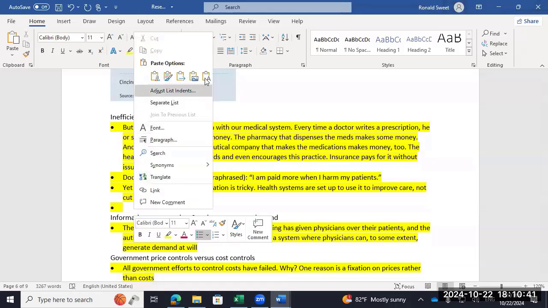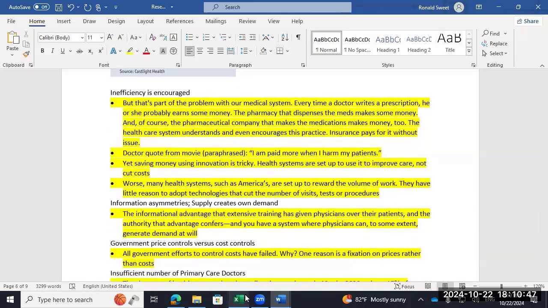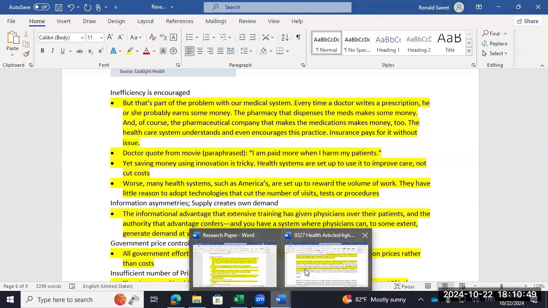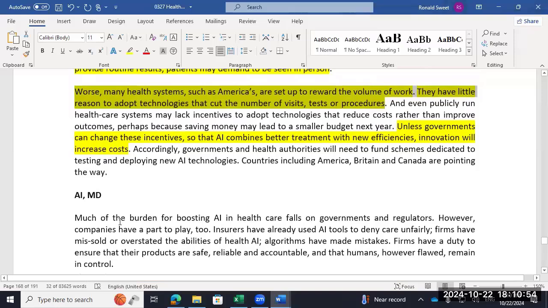You saw that in the video where this hospital said, yeah, we're doing things better, and that's actually cutting our revenue. Unless governments can change these incentives, and how can government change it? It's Medicare. Medicare is the gorilla in the room. Medicare is so massive, so many patients, so much money.